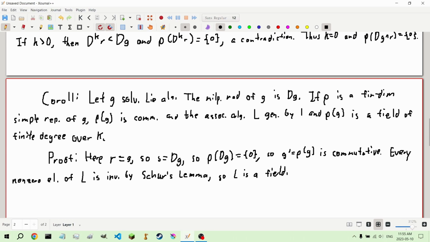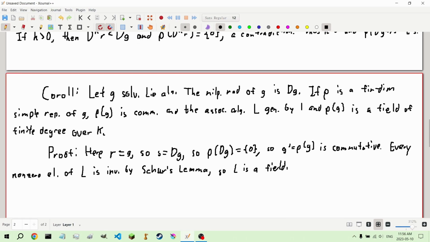Now I actually do want to go back and just check something real quick. So the radical, if you recall, is the largest solvable ideal. Since G is solvable, then that's just all of G. Yeah, okay. I just need to verify that, but yeah, that's pretty easy.